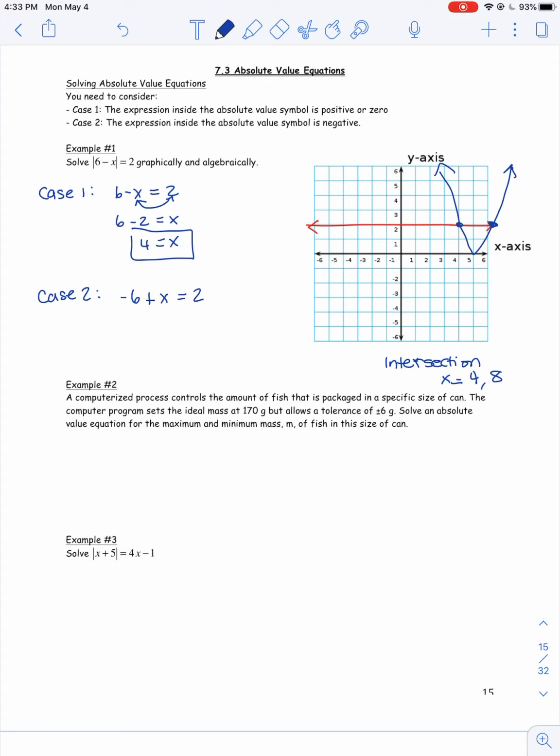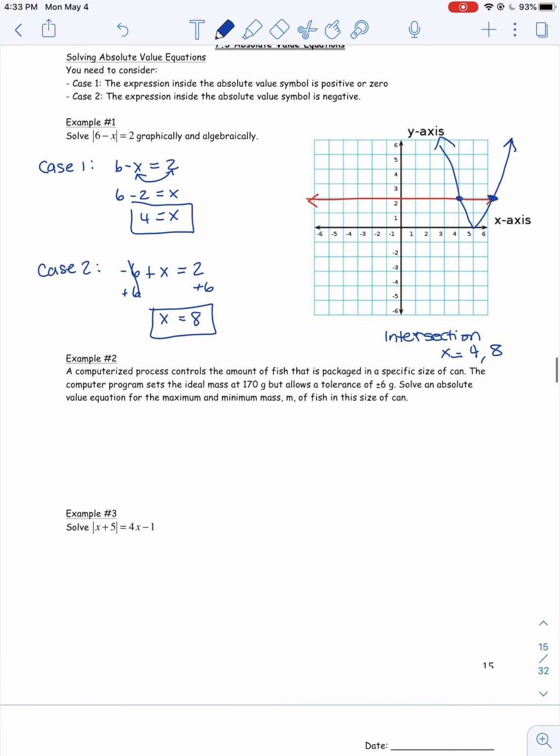Case 2 is where you make the negative, meaning the opposite signs of what's in the absolute. So you remove the absolute brackets, but you change the actual signs. So it became negative 6 instead of positive 6 and positive x instead of negative x. And so then we're going to add 6 to both sides to get that x equals 8. So that's our second solution. So by doing these two different methods, we have checked that our answer is correct. There are 2 solutions.